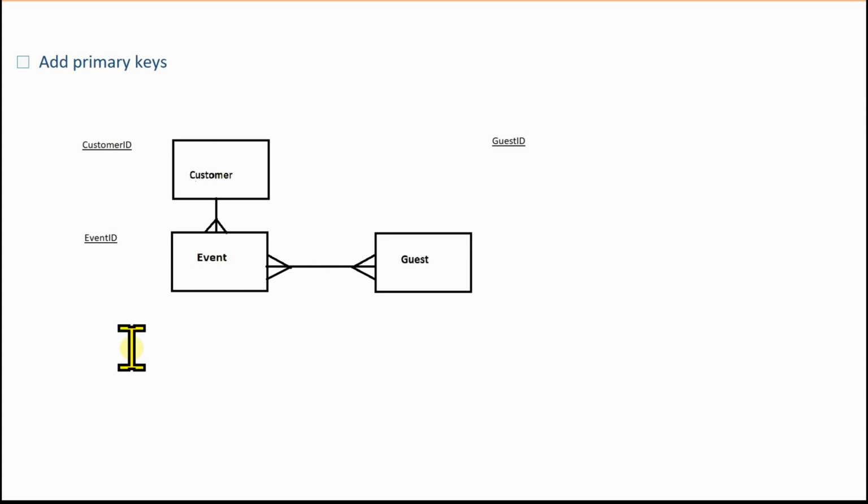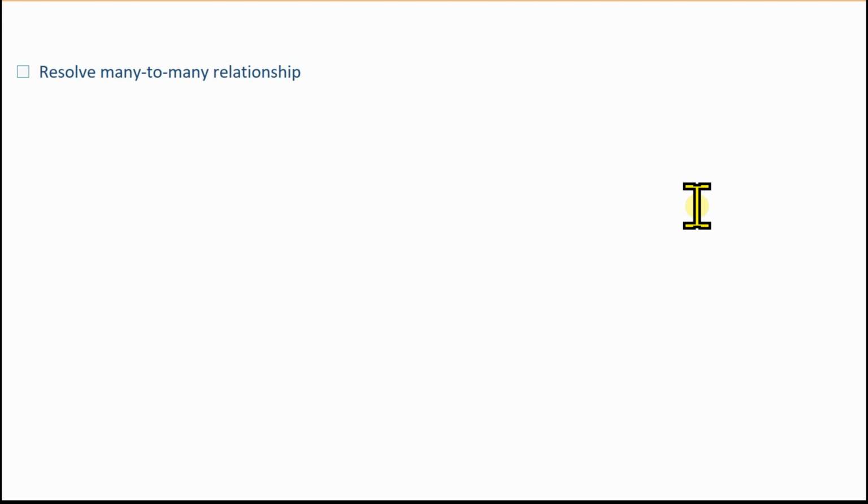The primary keys for customer are customer ID. The primary key for event is event ID. And the primary key for guest is guest ID. We know in this example database we've got a many-to-many relationship between event and guest, because remember, an event can have many guests and a guest can attend many events.